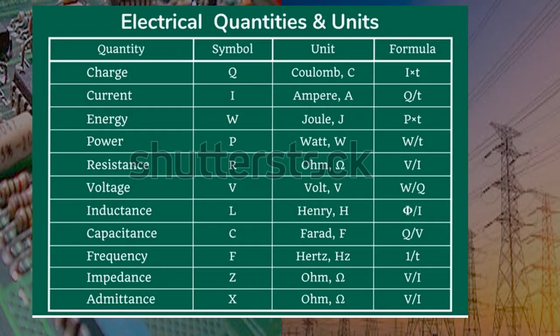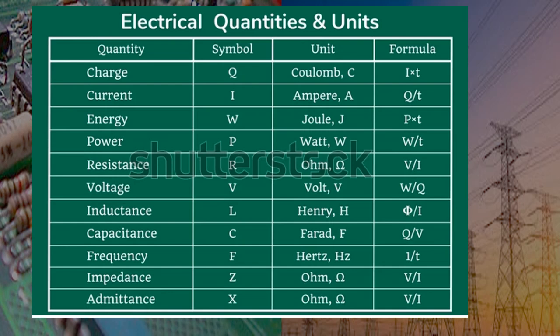Resistance R is measured in ohms. The formula to calculate resistance in an electrical circuit is the voltage in the circuit divided by the current in the circuit. Voltage, symbol is V, it's measured in volts. The formula for voltage is electrical work divided by the charge, or the flow of charge. Or when you use Ohm's law, voltage equals current times resistance.